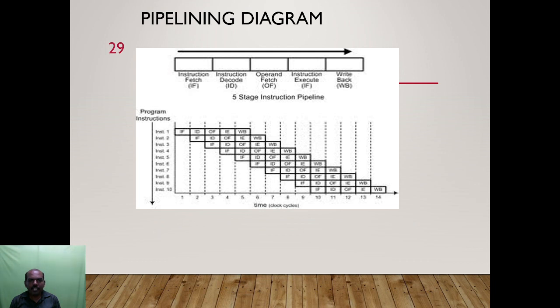This is the pipeline diagram. We have instruction fetch, instruction decode, operand fetch, instruction execute, write block. This is the clock cycle. We have the clock cycle on the x-axis, then on the y-axis, the instruction level.